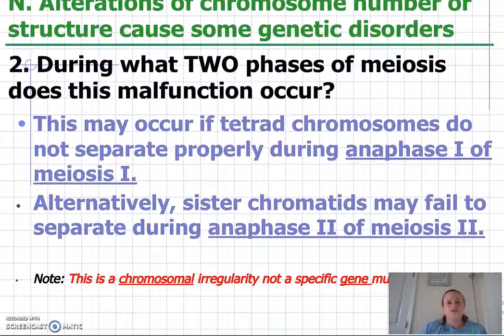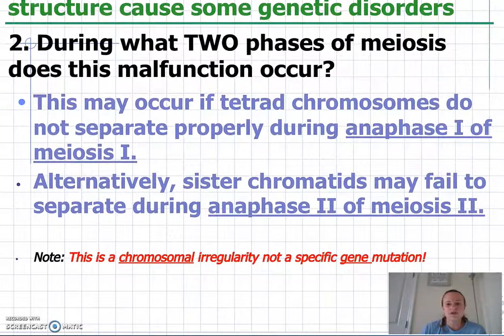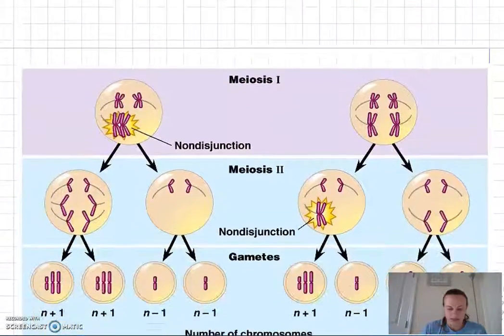For example, during meiosis 1, during anaphase 1, if the tetrads don't separate properly, I have non-disjunction. Furthermore, during anaphase 2 of meiosis 2, if now my sister chromatids fail to separate, that's another example of non-disjunction.